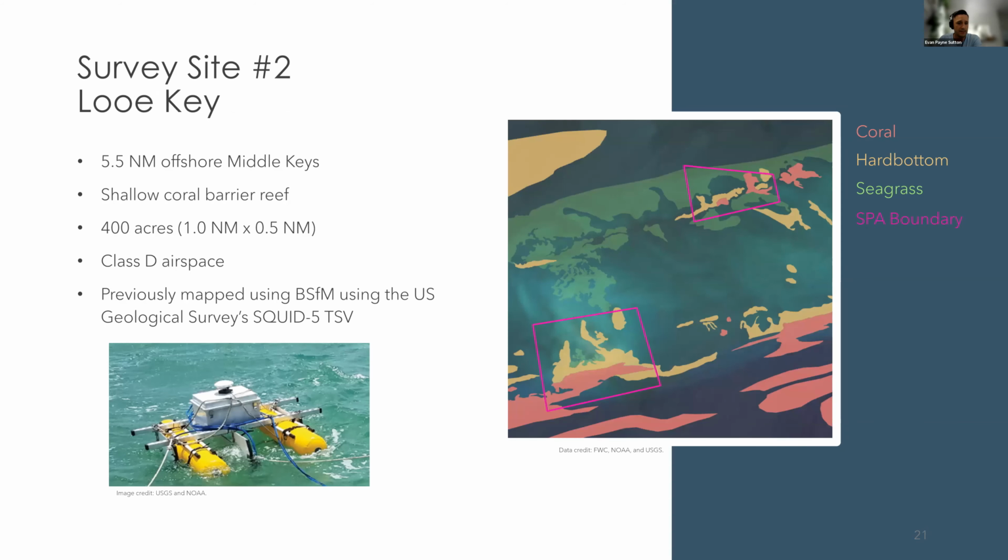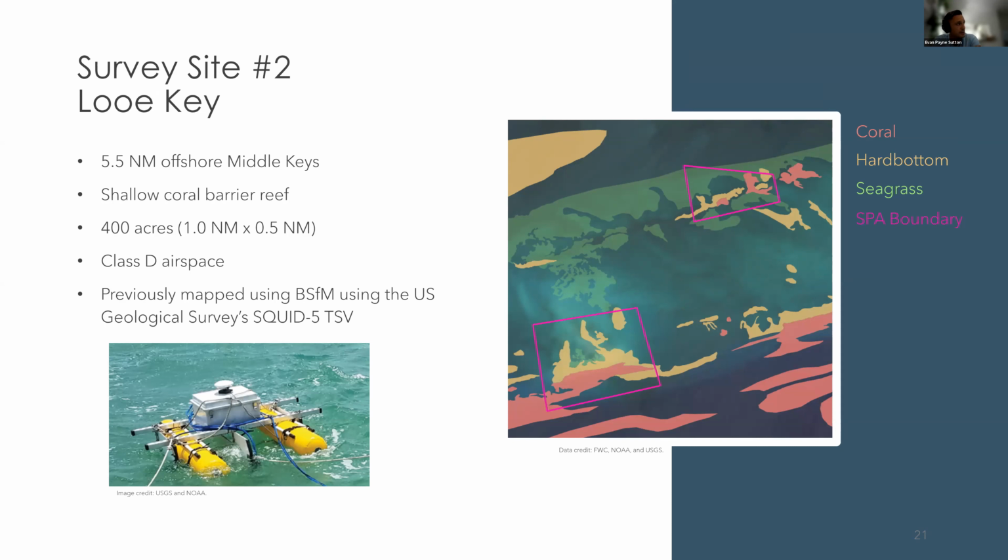The second survey site is Looe Key. This is 5.5 nautical miles offshore from the Middle Keys. It's a shallow coral barrier reef, about 400 acres in size, a little larger. I'm going to defer to the scientists as far as which one they want to survey first, since obviously it's split in two.